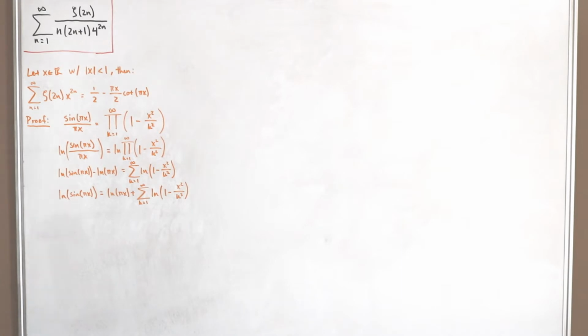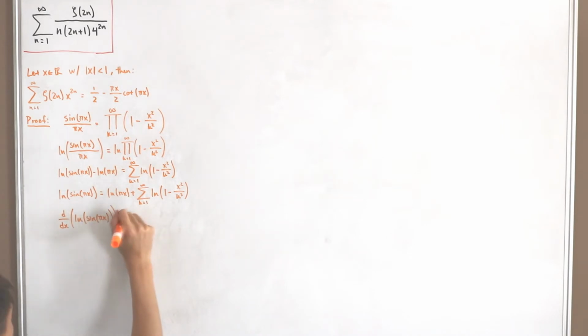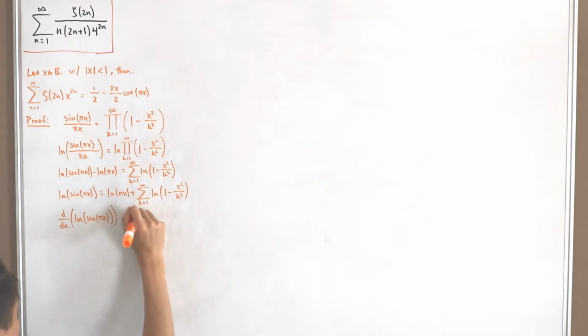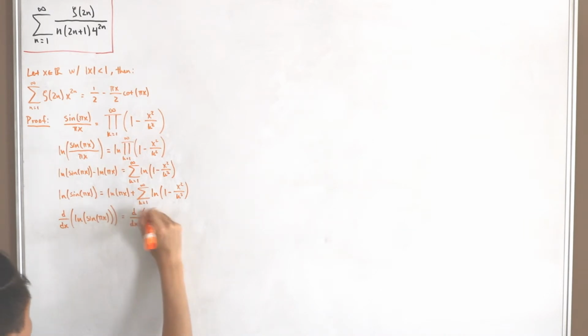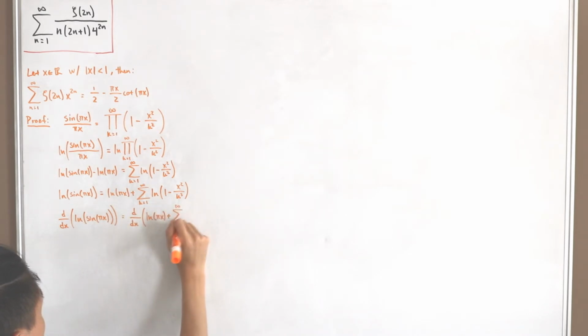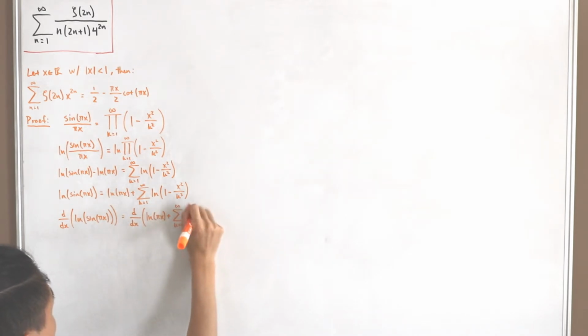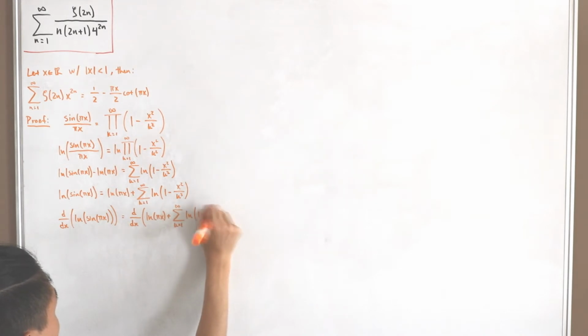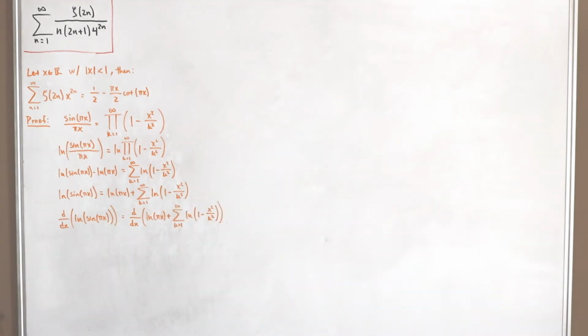And now the major step I want to do is let's actually take the derivative of both sides with respect to x. So when I do this, that means d over dx of the natural log of sine of pi x, equals the derivative of the right hand side, natural log of pi x, plus the infinite sum, k equals 1, natural log of 1 minus x squared divided by k squared. Now the calculation over here is not too difficult.